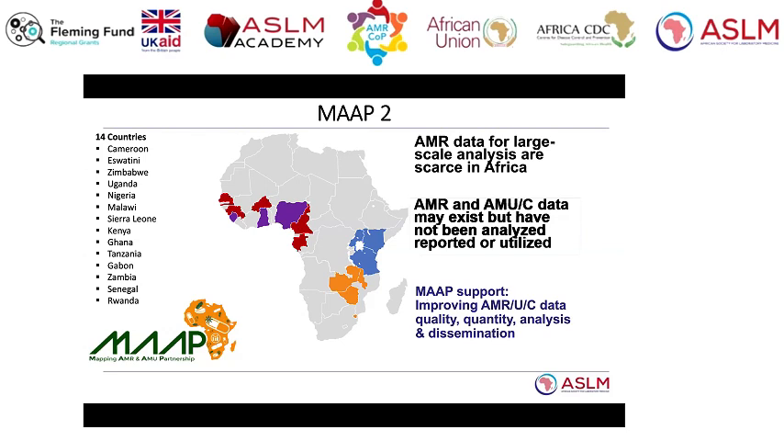So AMR data for large-scale analysis is actually scarce in Africa. As I've mentioned, there were 14 African countries participating in MAP1 that gave some insights. However, the consistency of reporting and utilizing this data is scarce. So it does exist. However, the procedures of actually analyzing, reporting, and utilizing it is not optimal.